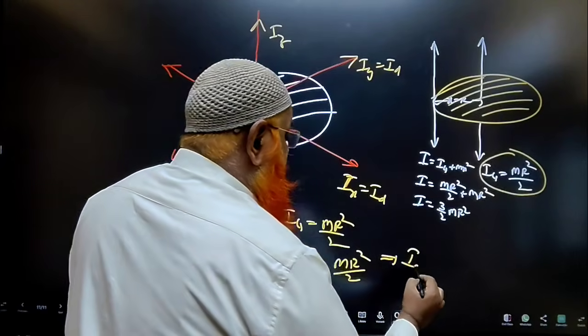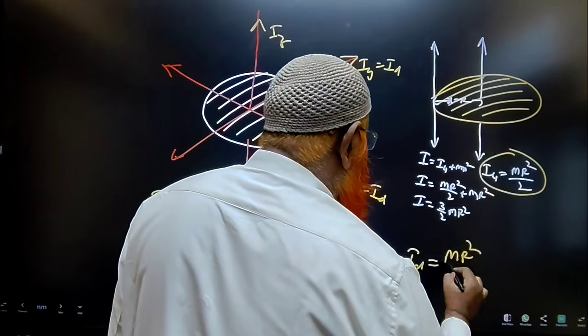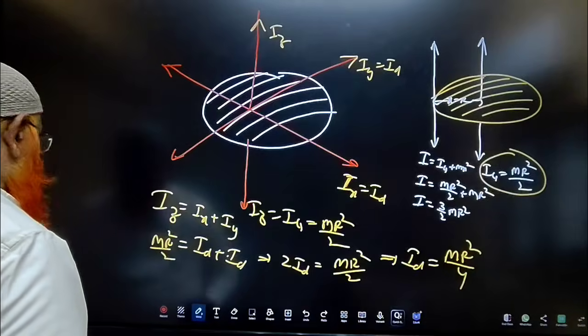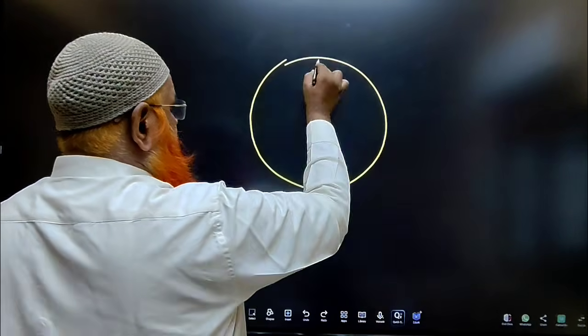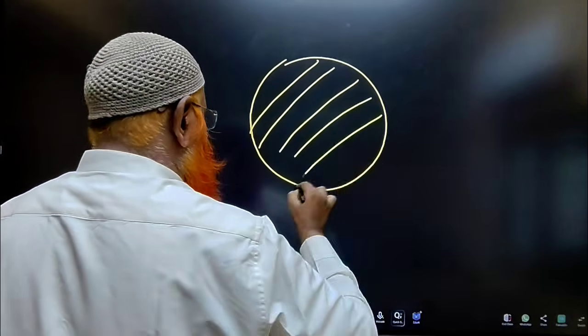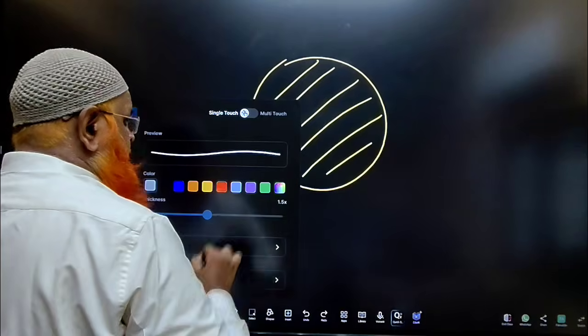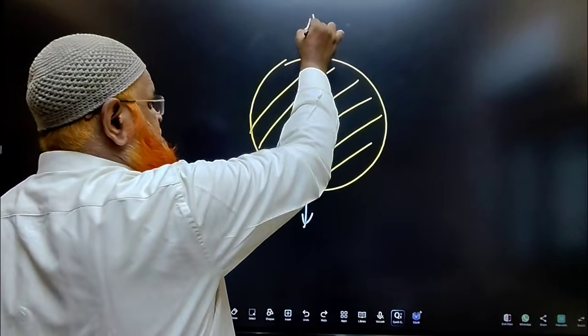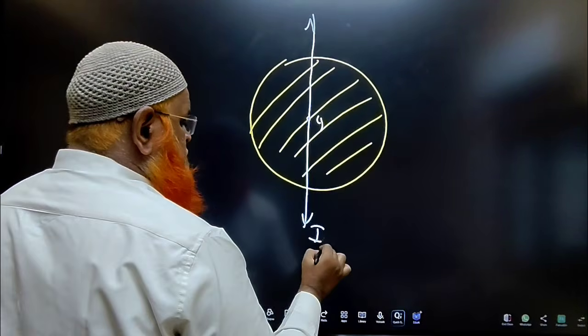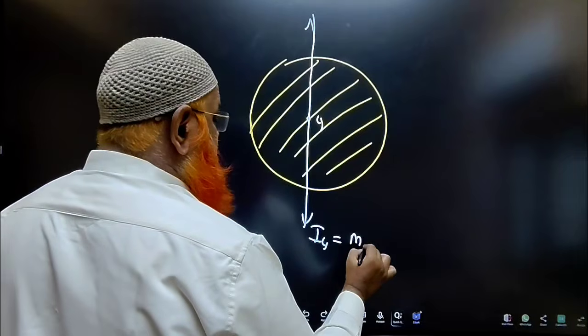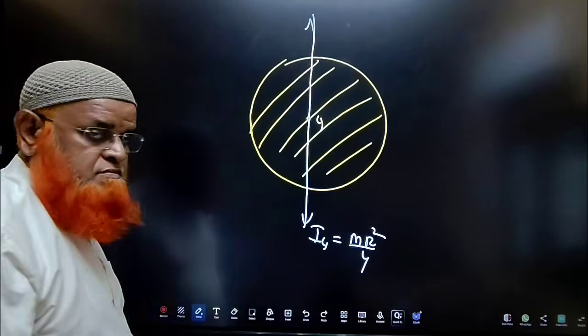This implies that Id is equal to Mr square by 4. Understood what I am saying? So for a disk, along the diameter, which is passing through the center of gravity, Ig along the diameter is how much? Mr square by 4.